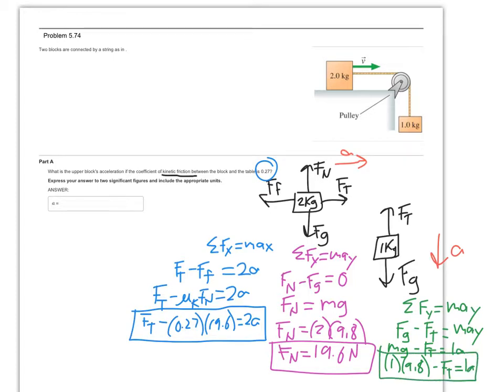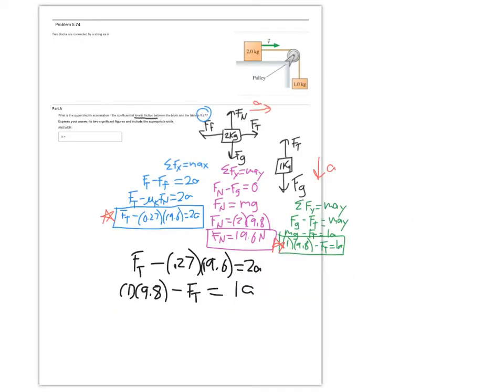We're ultimately going to combine those two and solve this problem. Lots of ways to combine those two. I'm going to combine them by adding, which is the way I always do it. And when that happens, those forces of tension cancel each other out. And what I'm left with is 9.8, which is that 1 times 9.8, minus that force of friction, 0.27 times 19.6, which gives me 5.29, and that's going to be equal to 3a.